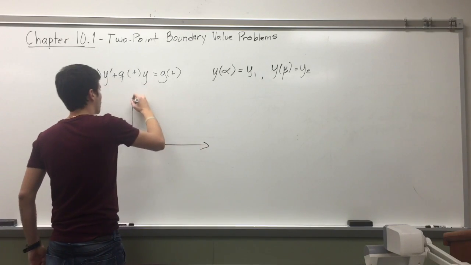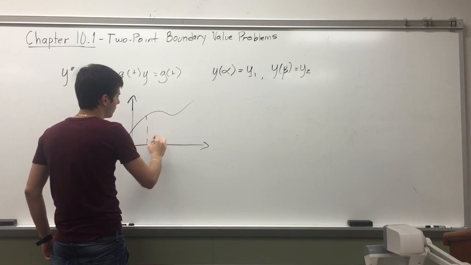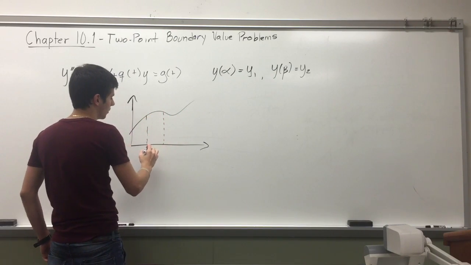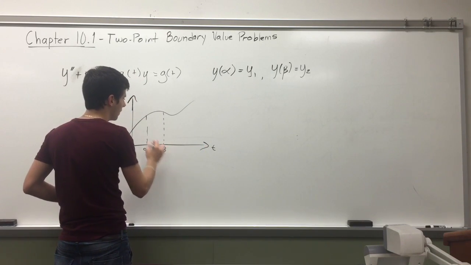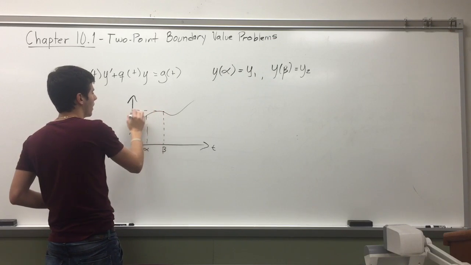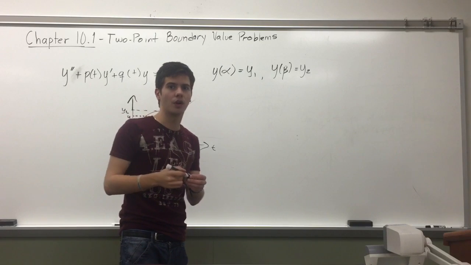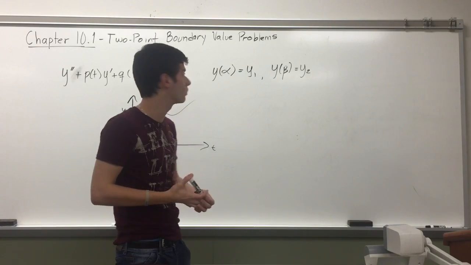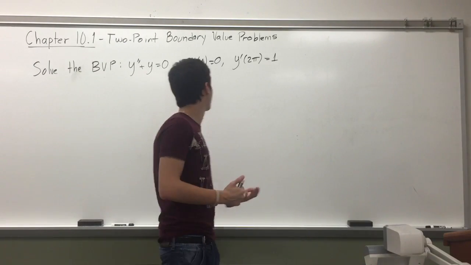So graphically it would look something like this. You would have your solution, and you have your two values of t here, alpha and beta, and you would have corresponding values in the solution, y1 and y2. And it's going to become clearer when we solve our first example. So let's go ahead and do an example of that. Let's solve this problem right here.